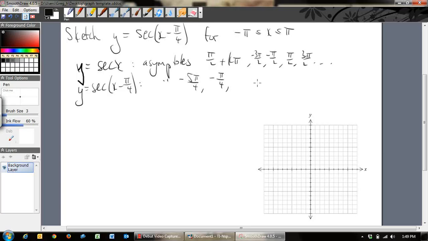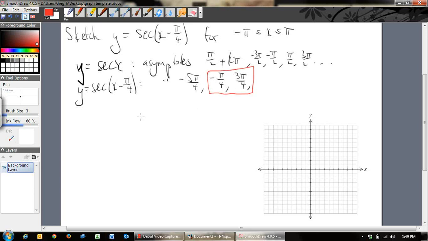If we add pi on 4 to it, this pi on 2 is 2 pi on 4, so if you add pi on 4 you get 3 pi on 4, and I won't keep going because then it goes out of this domain. So all we're really looking at inside this domain is these two asymptotes there.